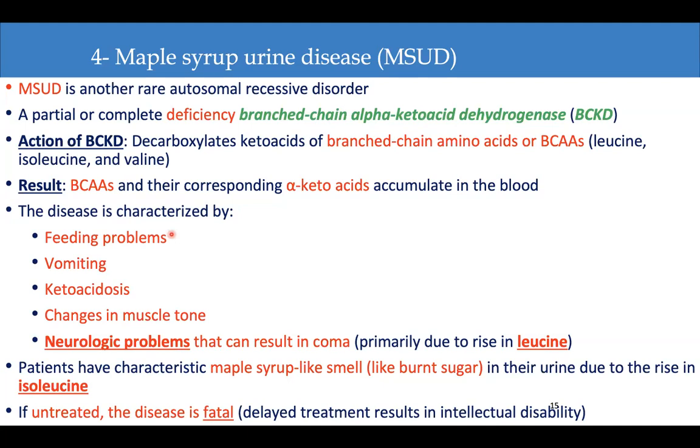weakness, and then also neurological problems and coma. There's more, like maple syrup, isoleucine, and maple syrup. There is just that accumulation of.